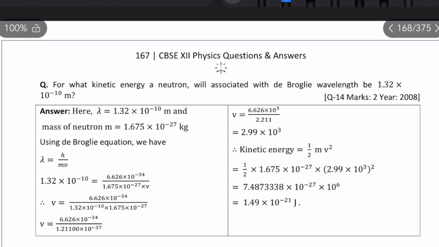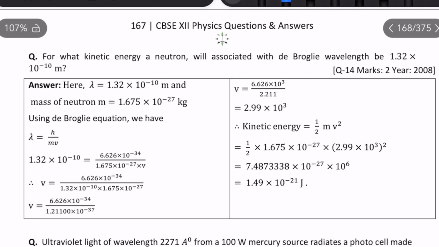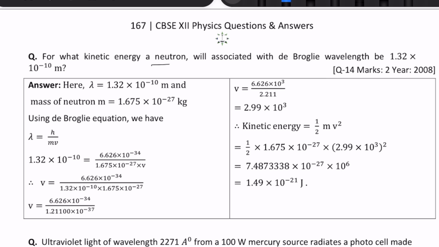Next, for what kinetic energy will a neutron be associated with a de Broglie wavelength of 1.32 into 10 to the power minus 10 meter? We have to find out the kinetic energy. So lambda is given, 1.32 into 10 to the power minus 10. Mass of neutron we know, 1.675 into 10 to the power minus 27 kg.